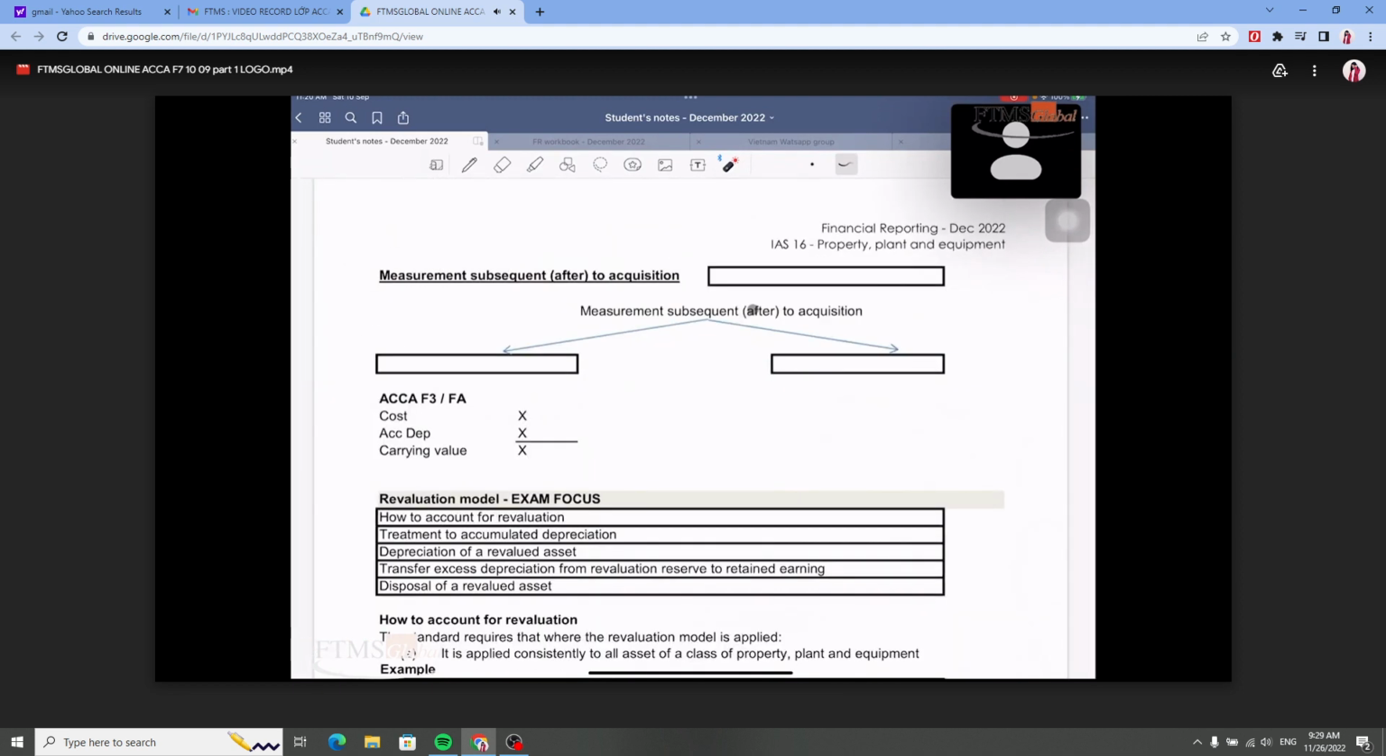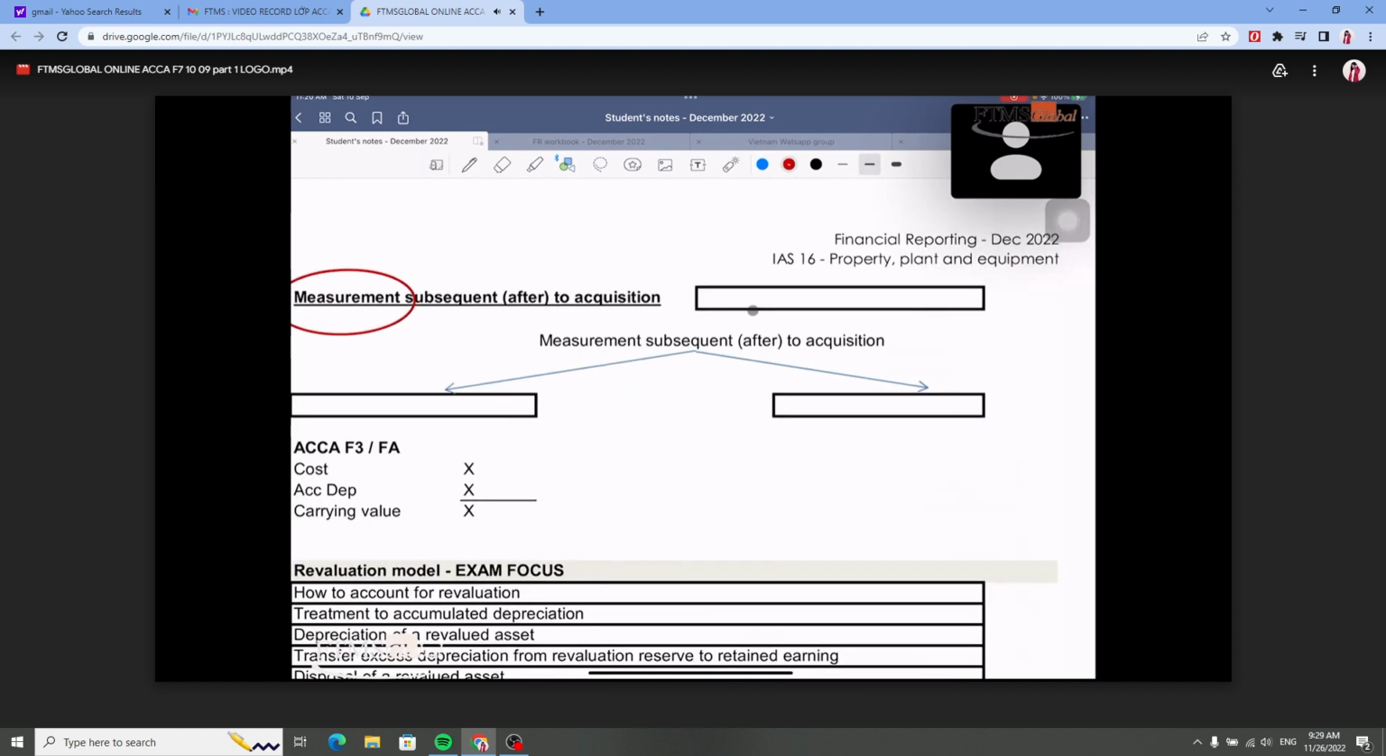is measurement subsequent to acquisition, right? So one word you often see is this word called measurement. So to me, I think measurement in simple English means how much.